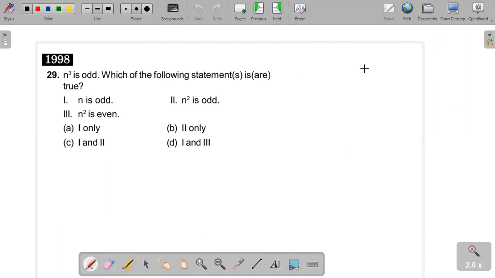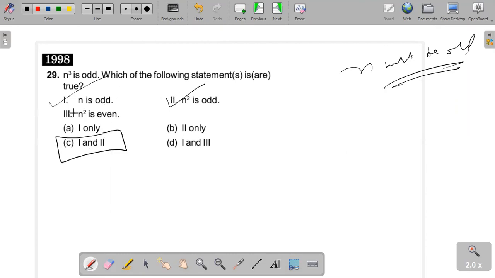Now, n cube is odd, so n must be odd, right? n must be odd. If n is odd, n square would be odd. n is odd, so the first and second equations are satisfied. n square can't be even if n is odd.